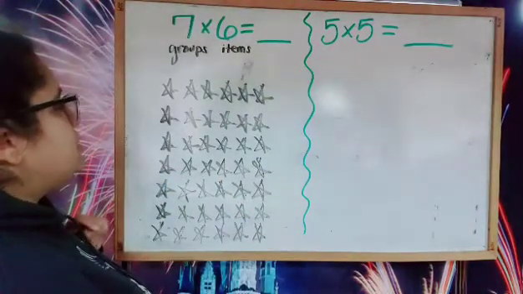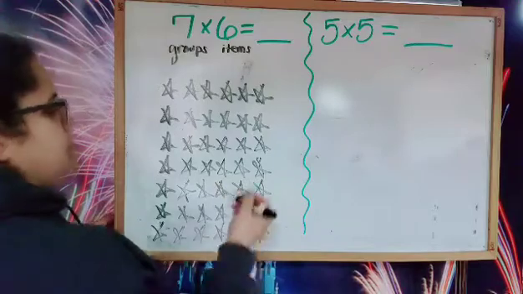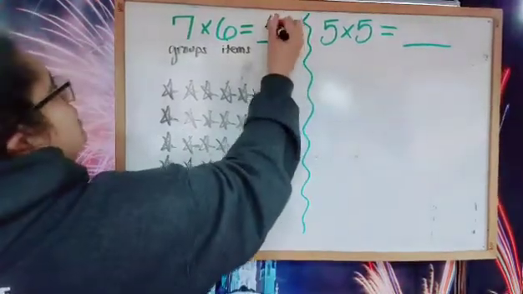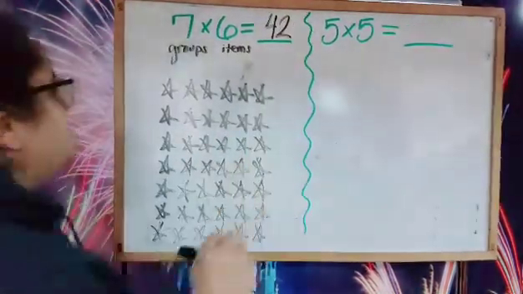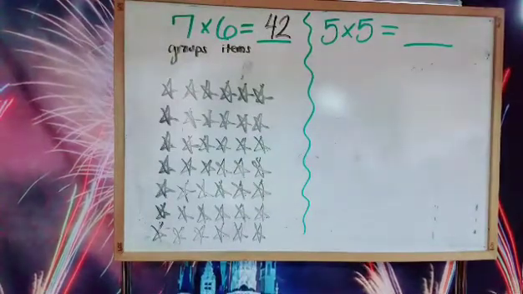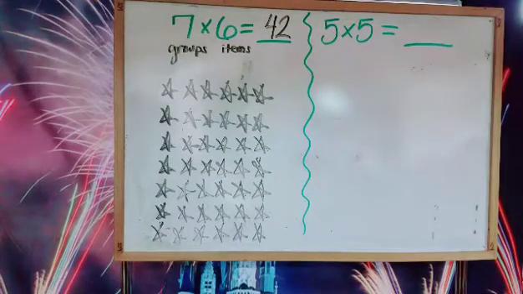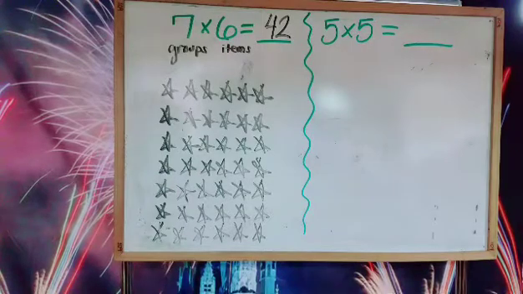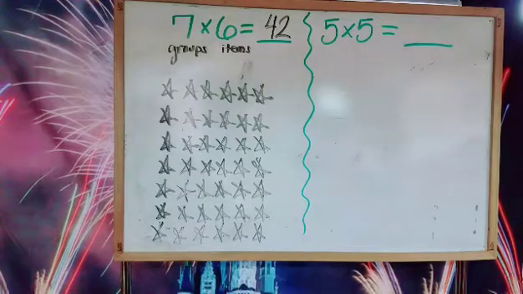And so 7 times 6, if you count all your stars up, you get 42. 7 times 6 equals 42. Let's see if you can see all my stars. Yeah, that looks pretty good. So that is the array for 7 times 6.